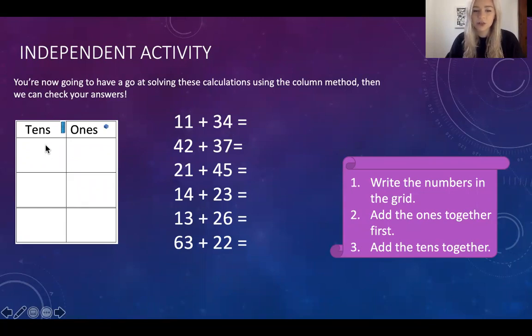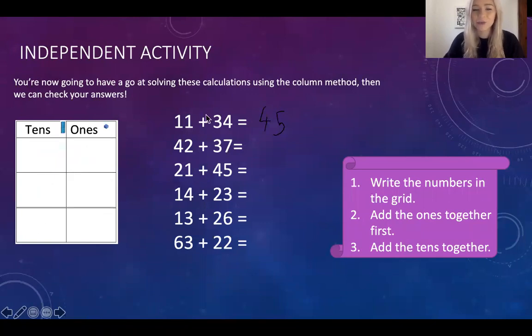So your grid should have looked like this: 11 plus 34. Then you will have added the 1s together. 1 plus 4 we know equals 5. And then we would have added the 10s together. 1 10 plus 3 10 we know makes 40. So the first answer is 45. Let me quickly rub this out.